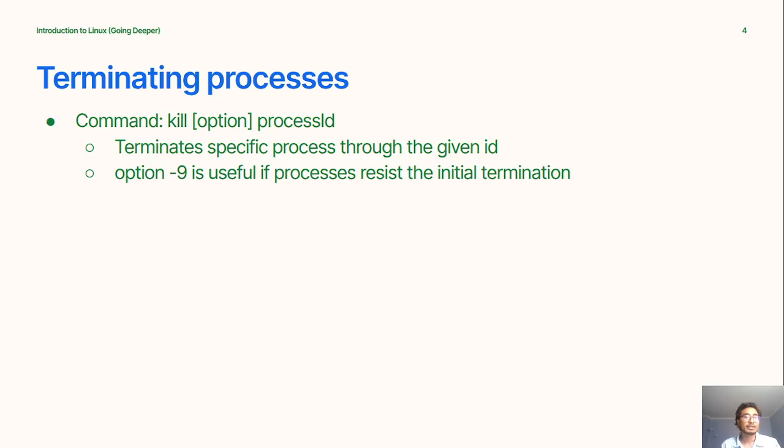And in the same way, if you would like to terminate any process, there's a command called kill, and you can also provide some options with the process ID. It helps to terminate a specific process through the given ID. And there is an option which is -9. It's like a super kill, and it is very useful if processes resist the initial termination.